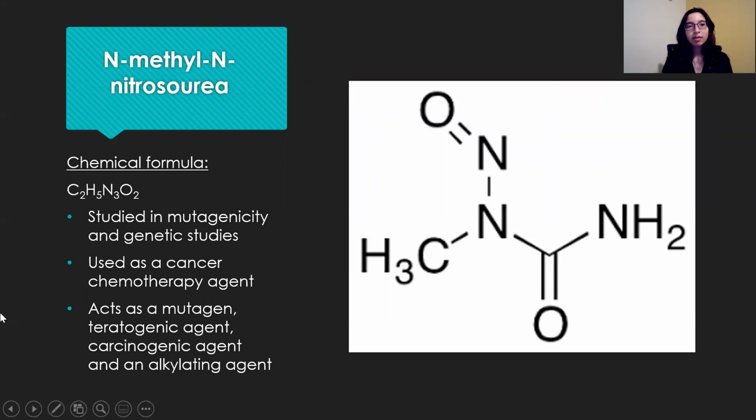The same thing can be said for this chemical, N-methyl-N-nitrosourea. This is the chemical formula. It is used in mutagenicity and genetic studies, and it is being researched to see if it can have some role as a cancer chemotherapy agent, again an improvement in treatment. It can act as a mutagen, a teratogenic agent, a carcinogenic agent, and an alkylating agent, very similar to the one we discussed previously.